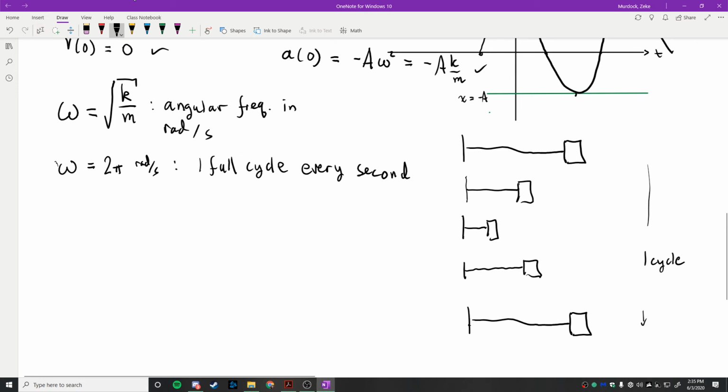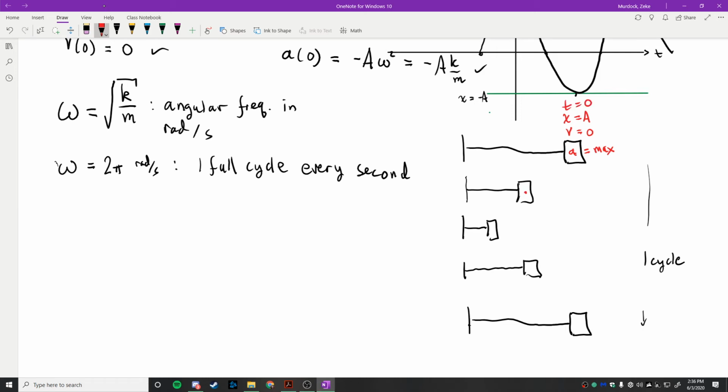That's 1 full cycle, and we can kind of mention some things about it. This is the point when the x-coordinate is equal to A. That's, remember, the maximum position. The velocity is equal to 0, and the acceleration is at maximum. And this probably would occur at t equal to 0.